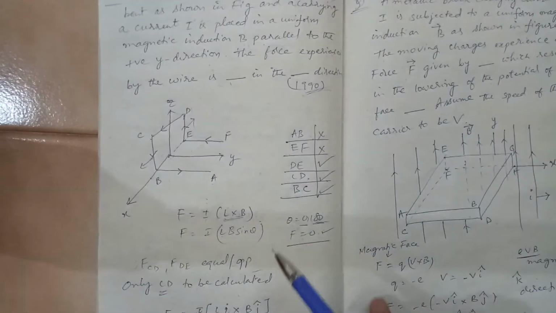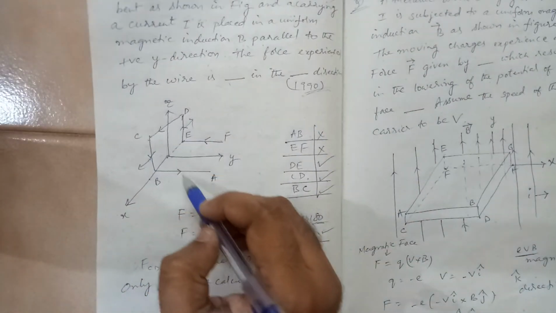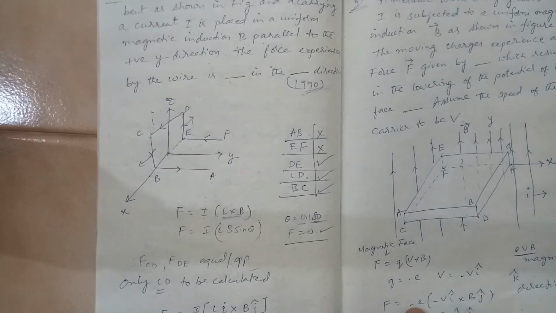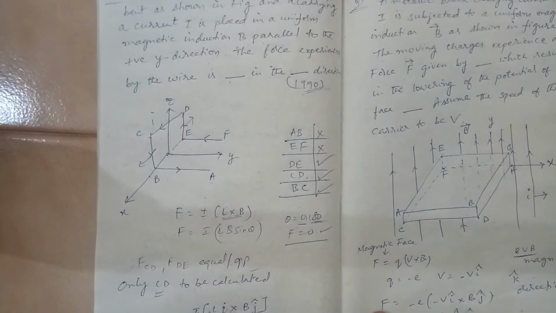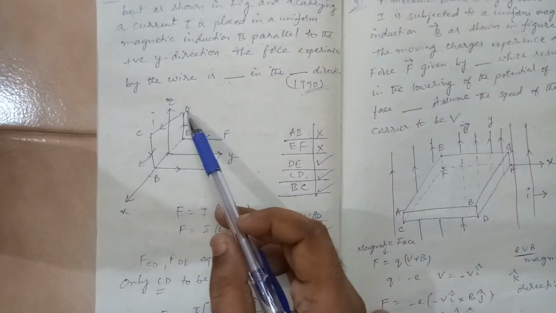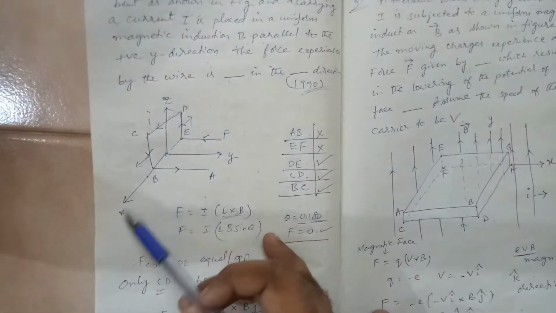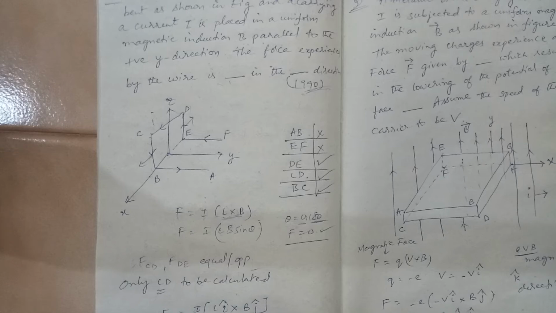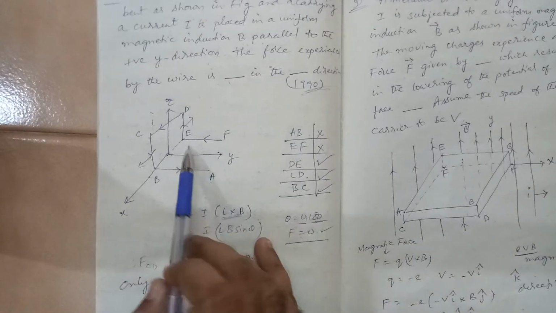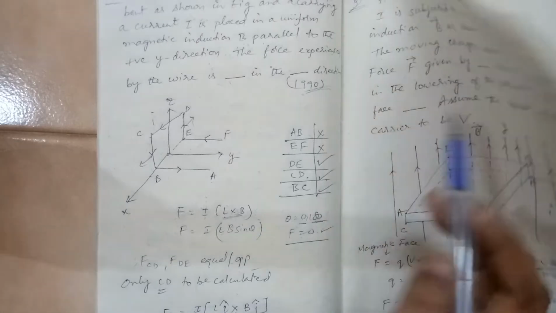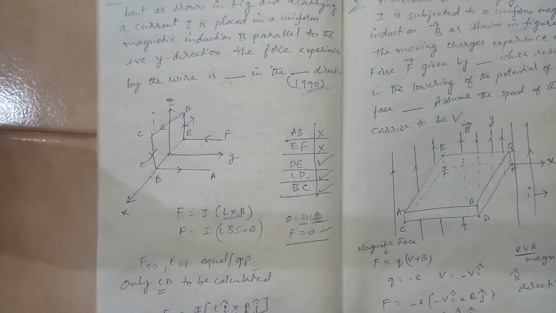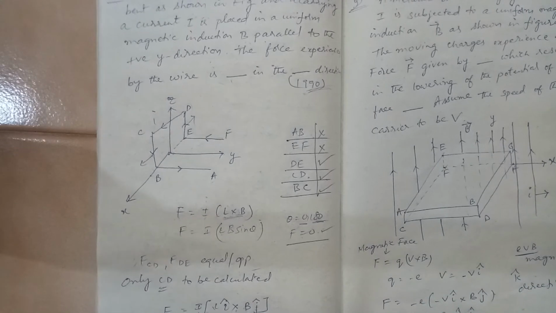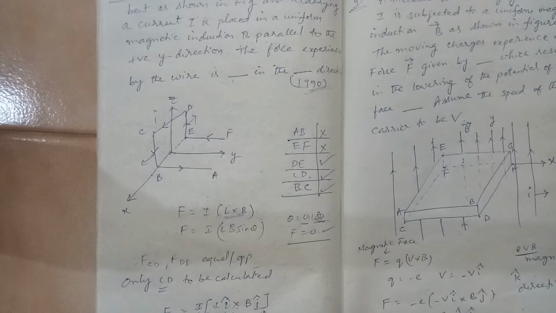So force on CD will be I. All wires are carrying a current of I magnitude. So I into L cross B. What is this L? The DC length. It is in which direction? It is in the X direction. So L i cap, multiplied by cross B. B is in the Y direction, so it is B j cap. LB is constant, so bring it out. It will be ILB, i cross j. What is i cross j? It is k cap.